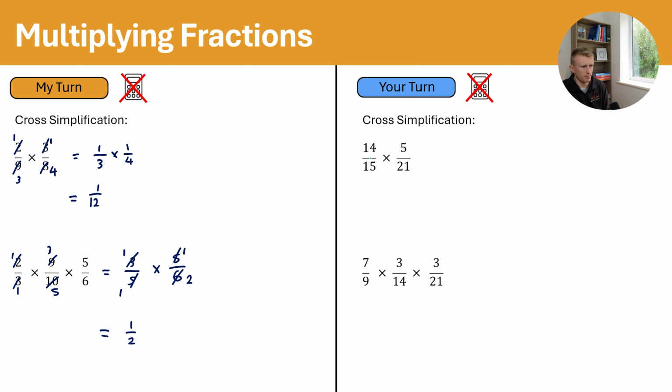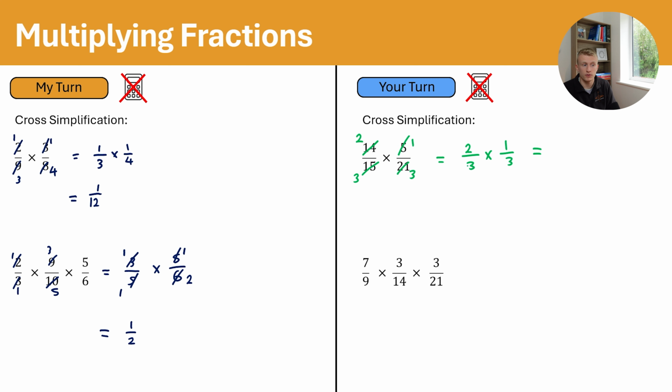Okay, let's look at this example of cross simplification. I can see that 14 and 21 both have a factor of 7, so I'm going to divide through by 7 to give me 2, divide through by 7 to give me 3. And 5 and 15 have a common factor of 5, so I'll divide through by 5 here, and I'll divide through by 5 here. I'll rewrite this so it's a little bit more clear. That's 2/3 multiplied by 1/3.